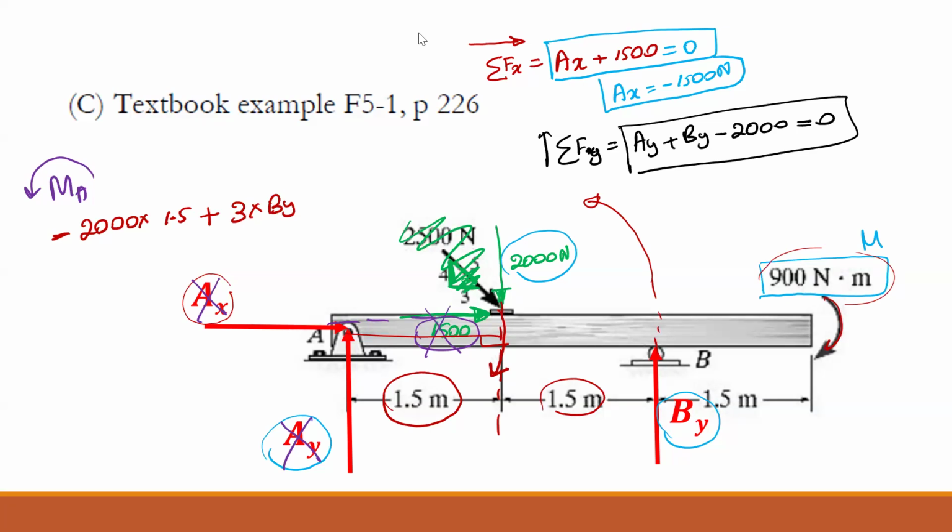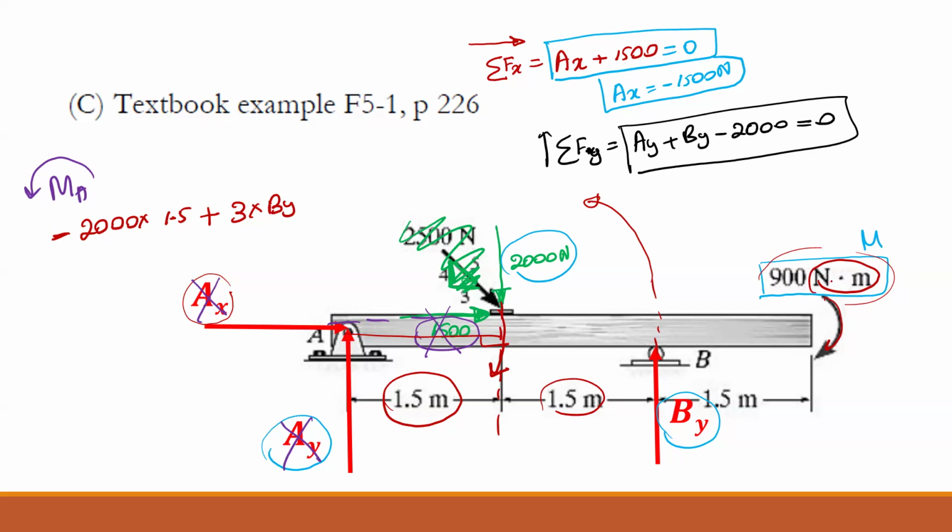That's just 900. It is a couple moment. You can even see the units. It's already a moment. You don't need to times by a perpendicular distance. It's already a moment. So the forces we multiply by the total perpendicular distance to make it to a moment.